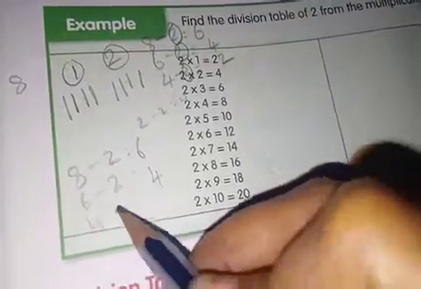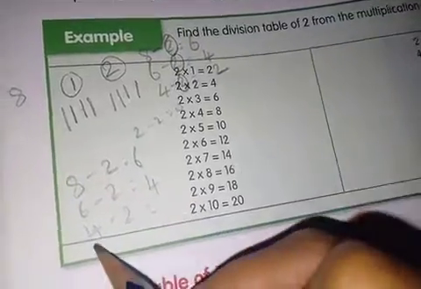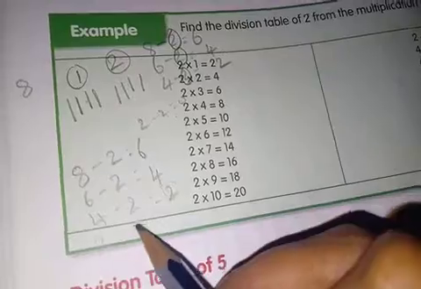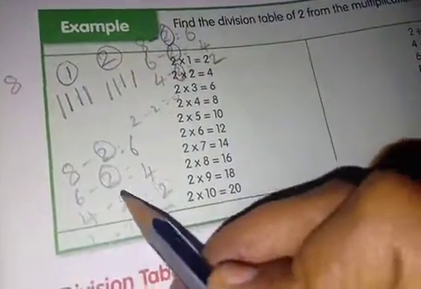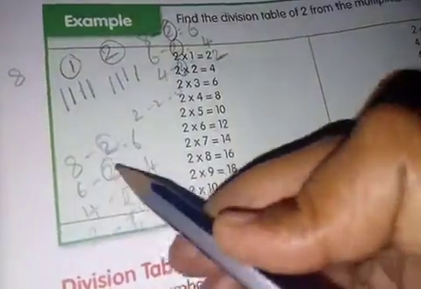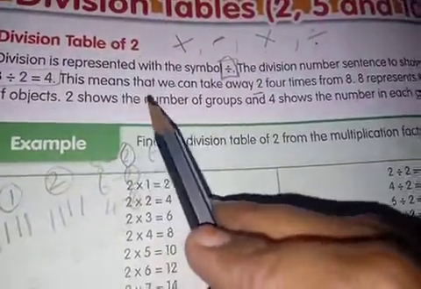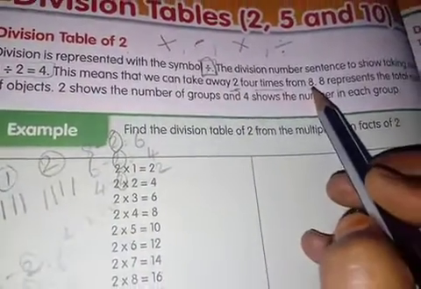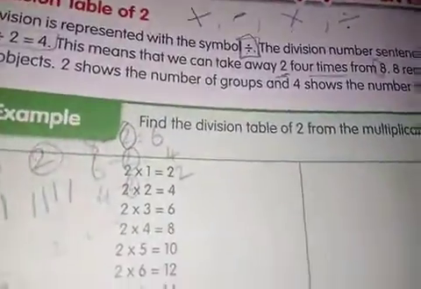Again I distributed 1, 1 for each group. Total how many did I distribute? 2 things. So 4 minus 2 is 2. Using these 2 things I distributed equally. 2 minus 2, how much? 0. So totally how many times did we take away 2? 1, 2, 3, 4 times. That is the point they are telling. This means that you can take away 2, 4 times from 8.